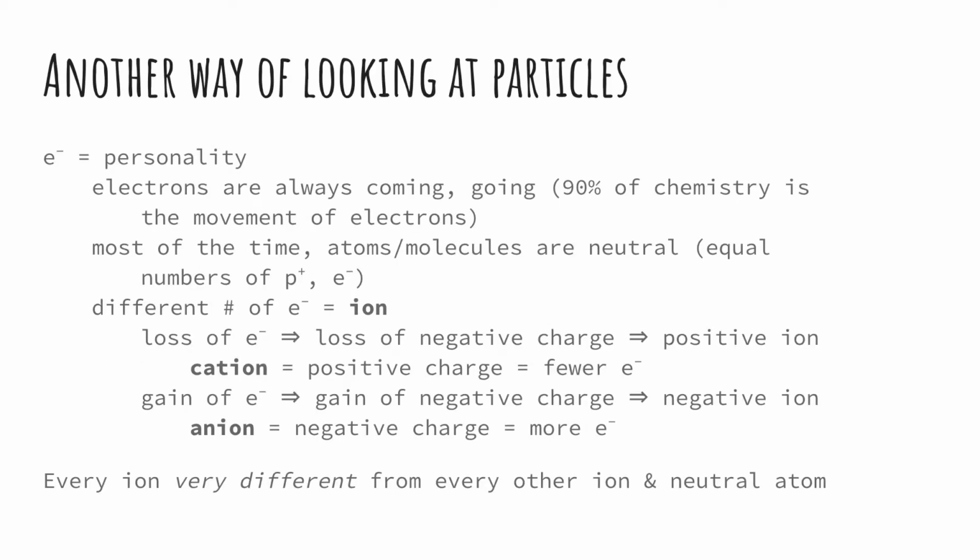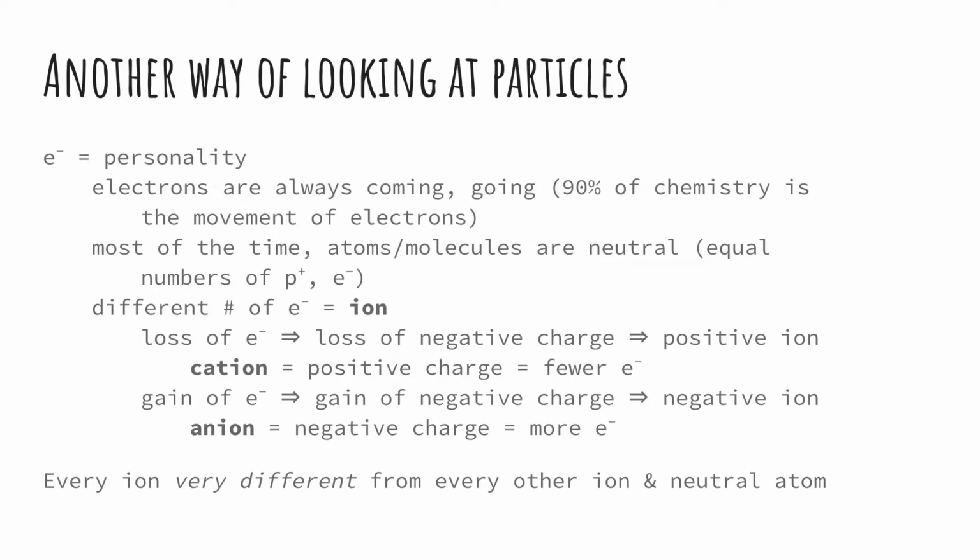So finally, we've talked about protons and neutrons, identity and appearance. Electrons give an atom its personality. Electrons, because they're really small, really light, and outside the nucleus, they're always coming and going. Okay? They leave the atom, they come back, and so on. It's really easy for them to move around. And 90% of chemistry is about the movement of electrons.